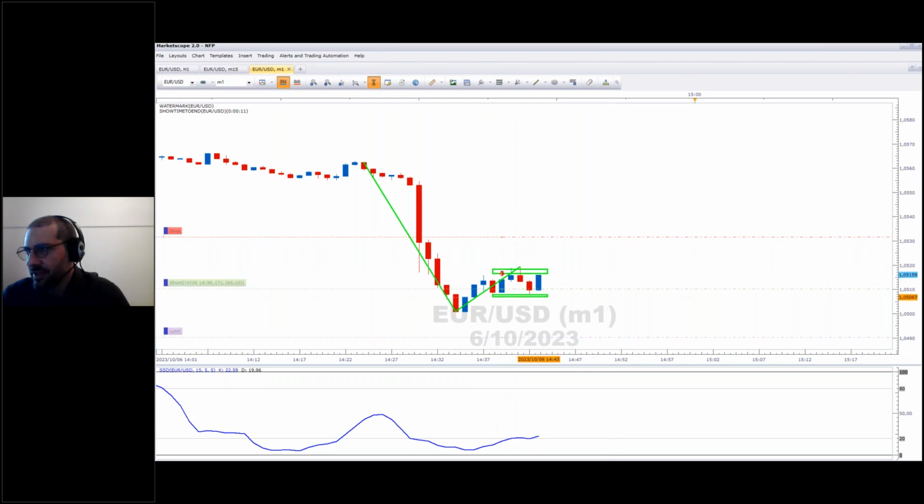Okay, so the support here is being steadfast. We've now approached the resistance. Let's see what happens here. And we're just moving in a tight range. Okay, we're at support. Let's just see if the sellers have the fortitude here to push through.